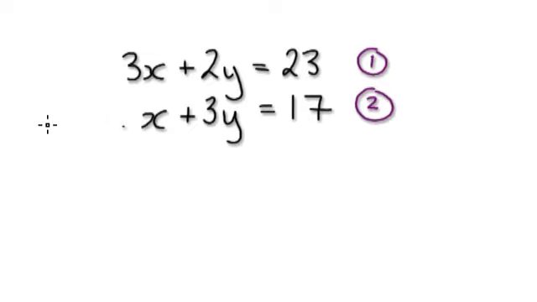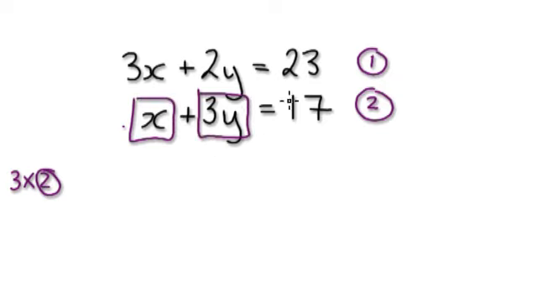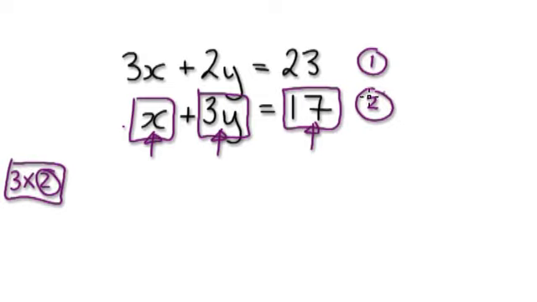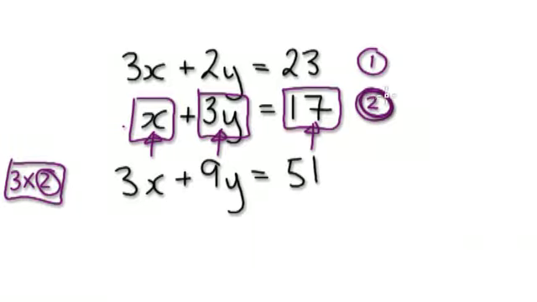Now let's times equation 2 by 3. So we're going to get 3 times equation 2. Suppose you've got this here. This is in a block, this is in a block, and this is in a block. When you times both sides by 3, you've got to times this by 3, this by 3, and this by 3. So here we are timesing equation 2 by 3. We're going to have 3x plus 9y equals 3 times 17, which is 51. So equation 2, when you times by 3, becomes this.